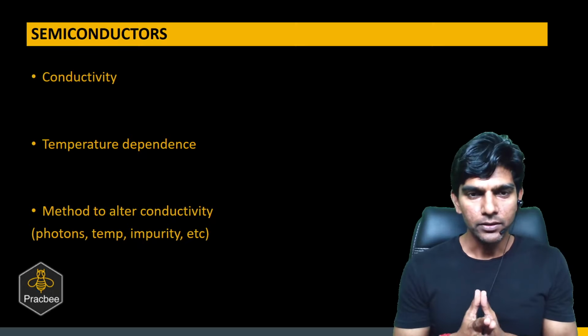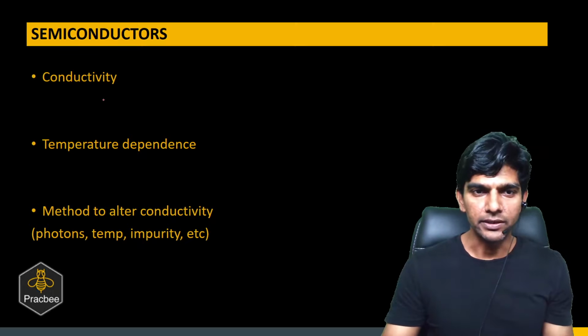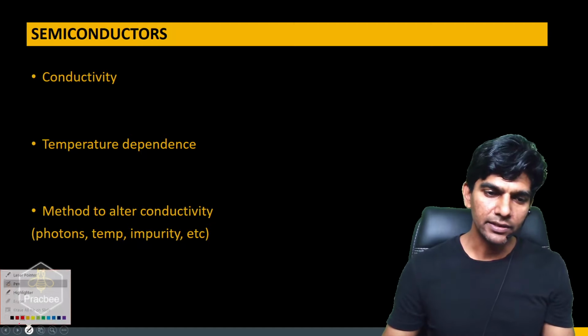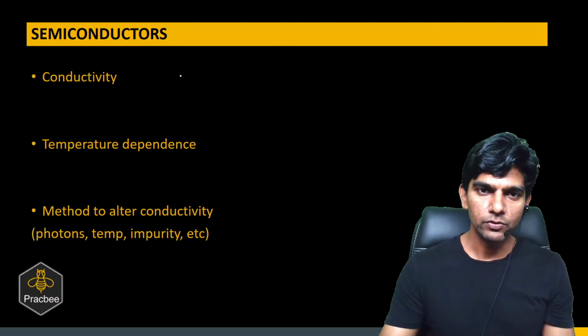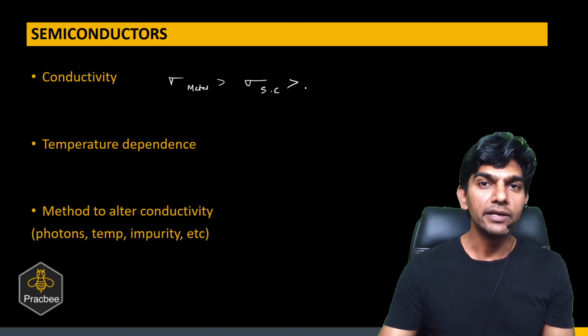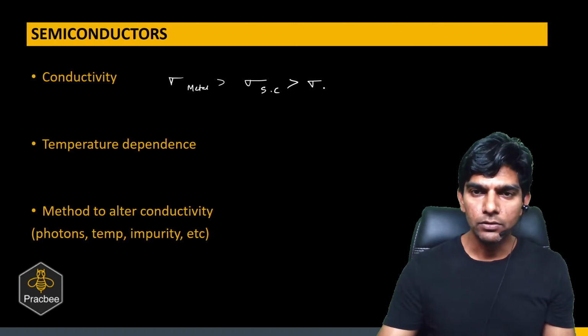So let us see how we can define a semiconductor. There is a crude definition. We can say the conductivity of a semiconductor lies between metals and non-metals. So I can say the conductivity of metals will be greater than the conductivity of semiconductors, and that will be greater than the conductivity of non-metals.